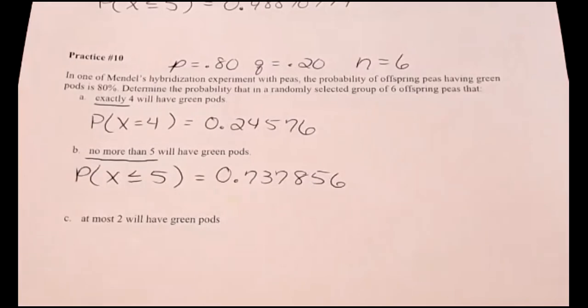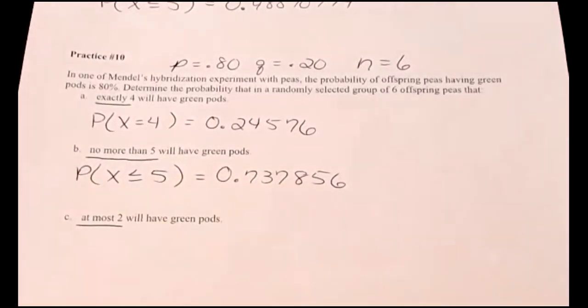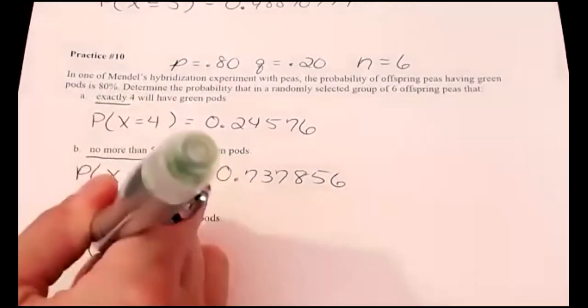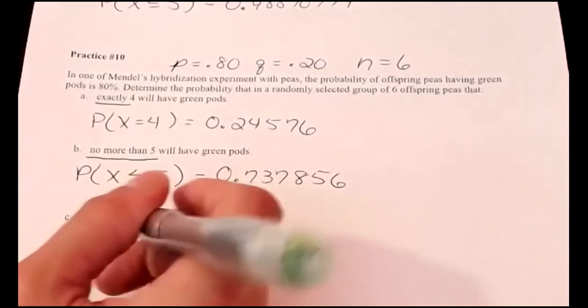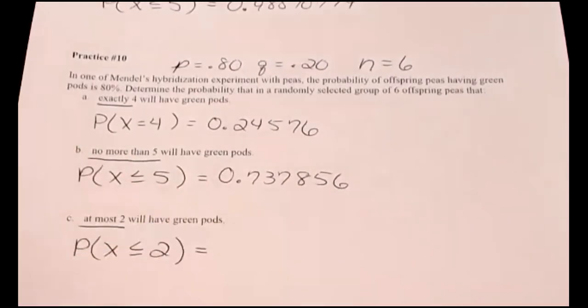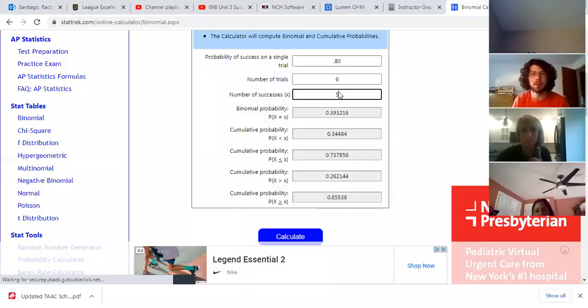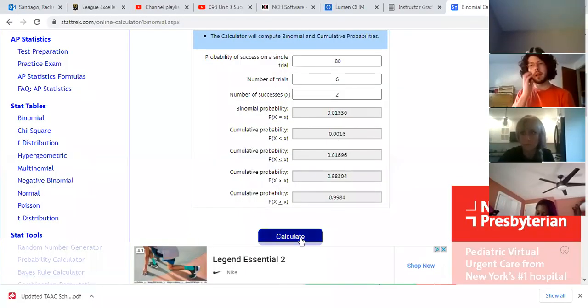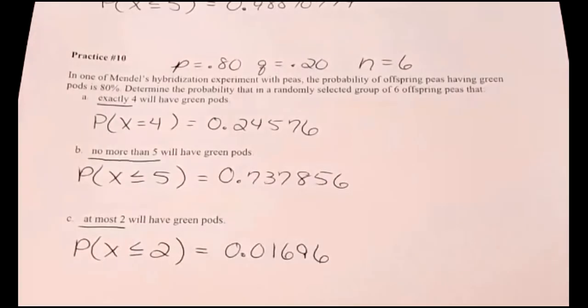Last one, we want the probability that at most 2, so that means 2 or smaller, right? At most 2. So we want that X is less than or equal to 2. At most 2, 0, 1, or 2. So let's go ahead back to that page. We're going to change the successes to 2. We'll calculate. The probability of X is less than or equal to 2. And there it is, 0.01696.